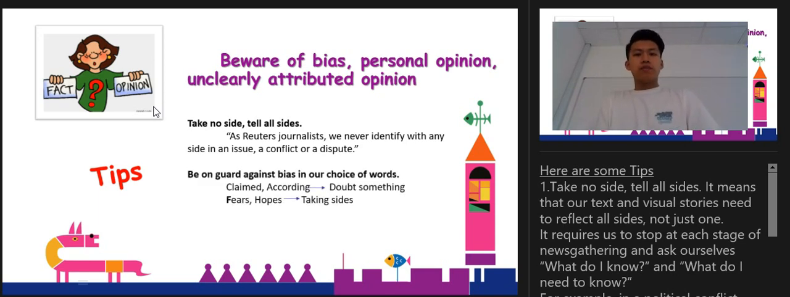Second, be on guard against bias in our choice of words. For example, words like claimed, or "according to" can suggest we doubt what is being said. Words like fears or hopes might suggest we are taking sides.